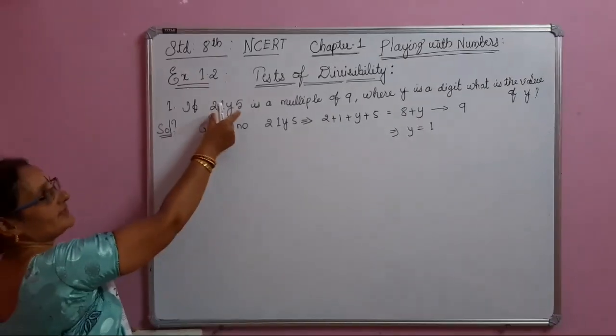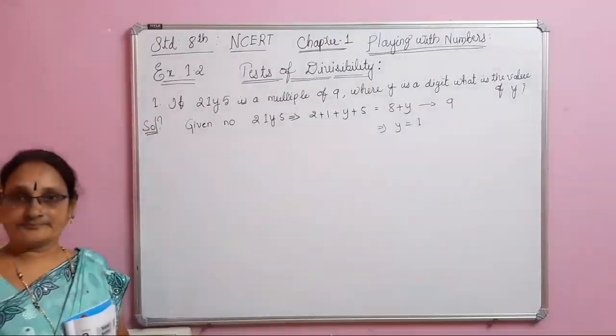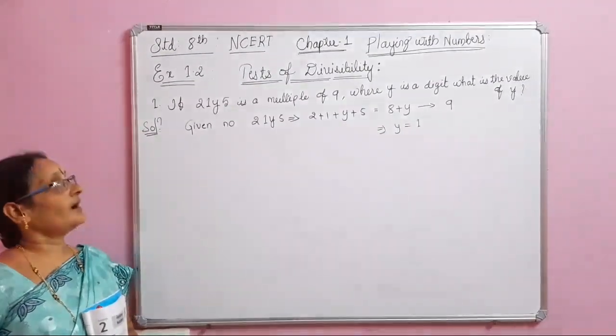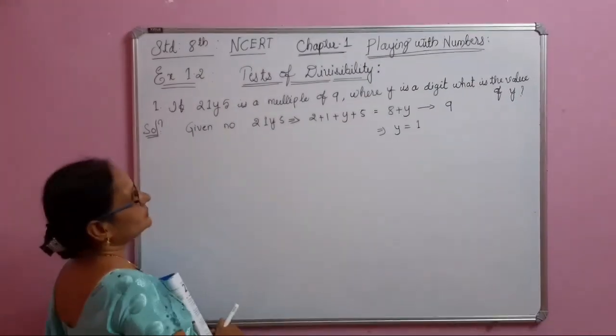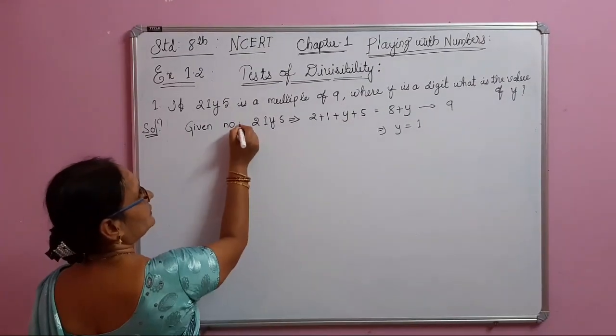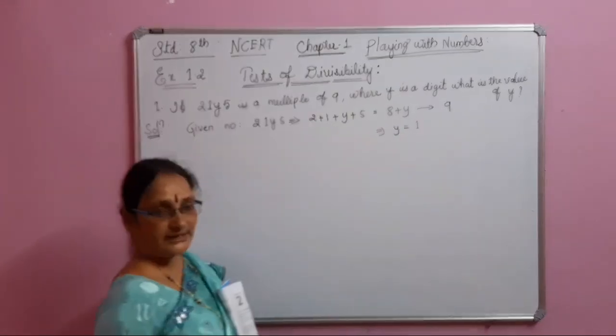This is the given number. In that given number, one digit is unknown, that is, y is unknown. Now how to find it out? See, the given number is 21y5. What is the rule for the divisibility for 9?